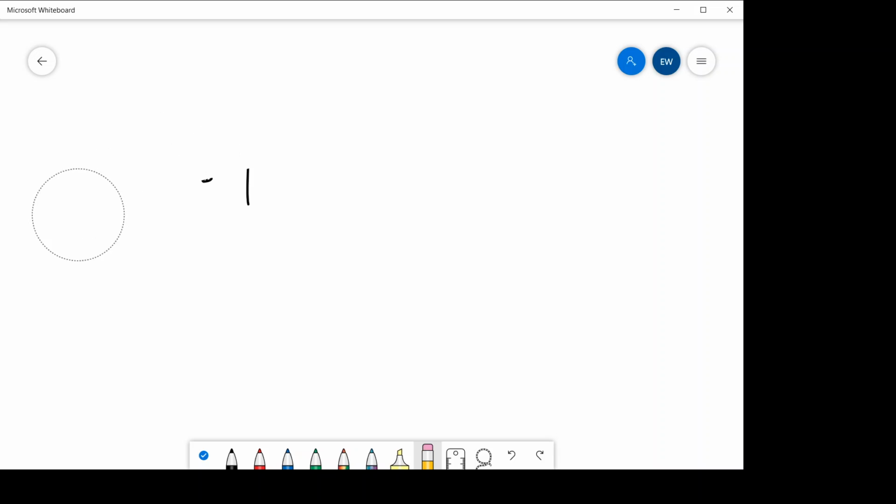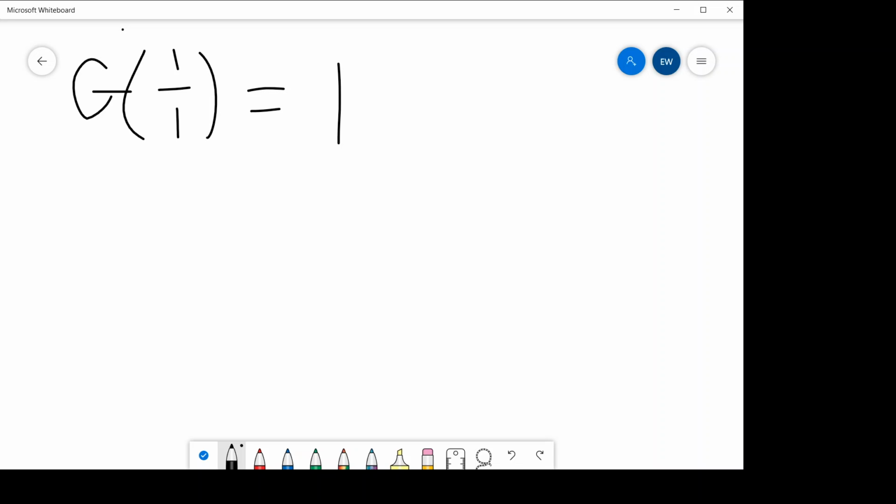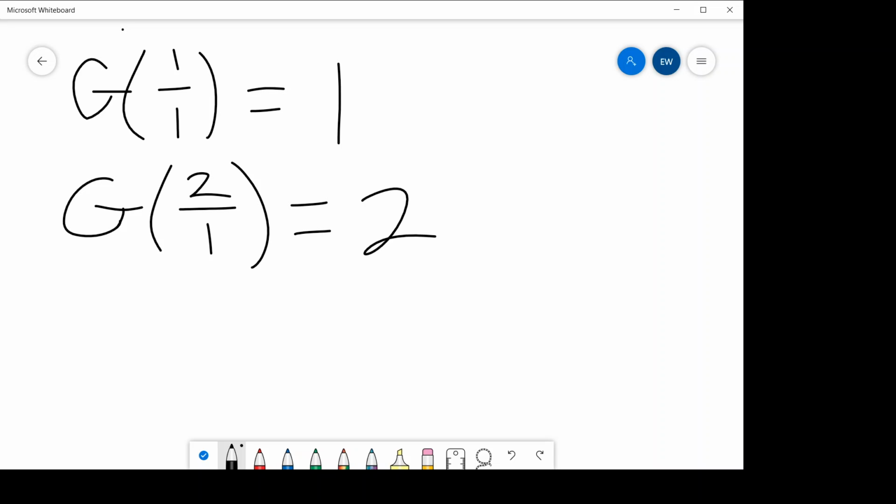So he's going to define his function g. He wants to create a function g which takes in a ratio and spits out a consonance value. He's going to say that g of 1 over 1 is equal to 1. So 1 is the most consonant sound possible, okay? Now, what's the next most consonant interval? He's going to say it's the octave. Euler believes the octave is the second most consonant interval. So he's going to assign g of 2 over 1 to be 2.